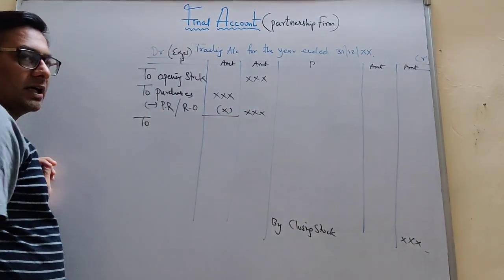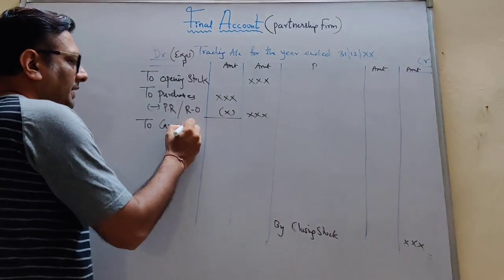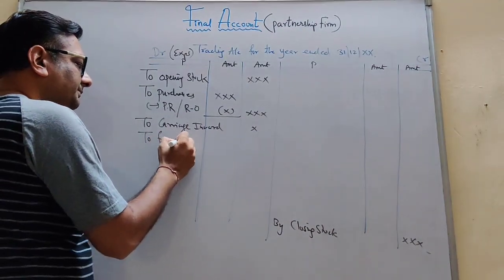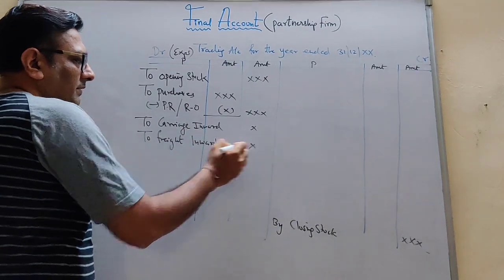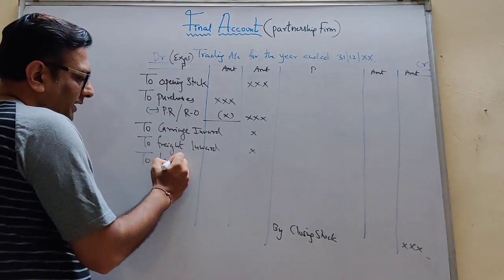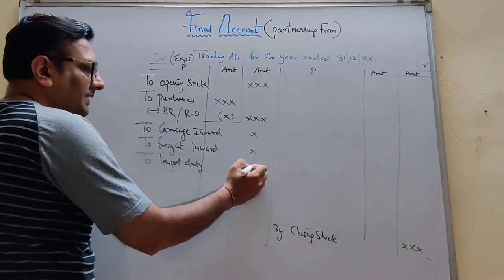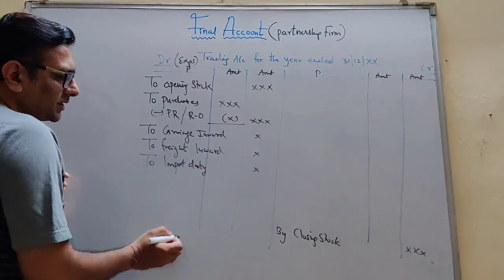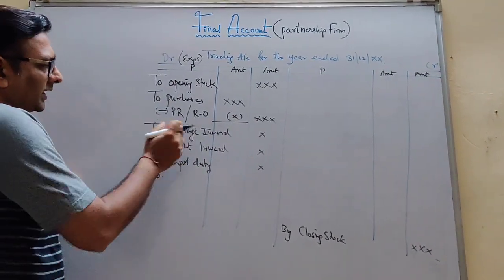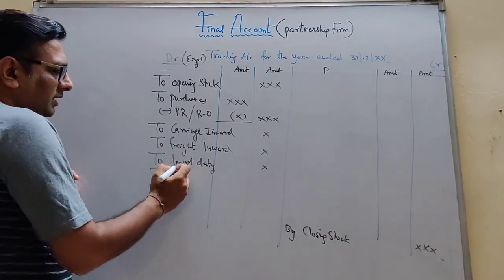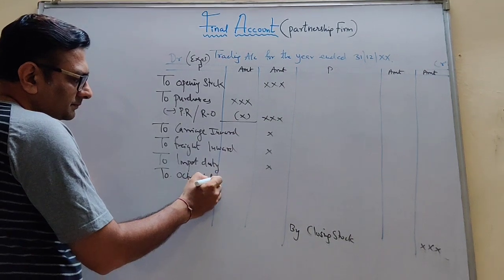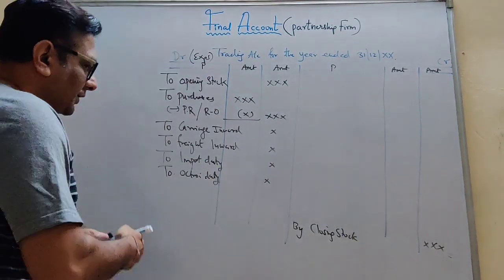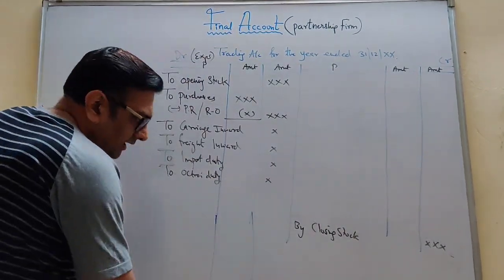Then what else will come? Your purchase expenses: carriage inward, then freight inward, then import duty. If you are purchasing from some other country, you are spending on imports, so import duty. This is your purchase expense while importing. Then what else will come in purchases? Import duty, octroi duty. So these are your expenses which you are going to record in the trading account debit side.